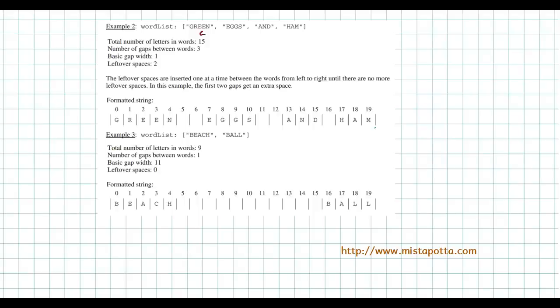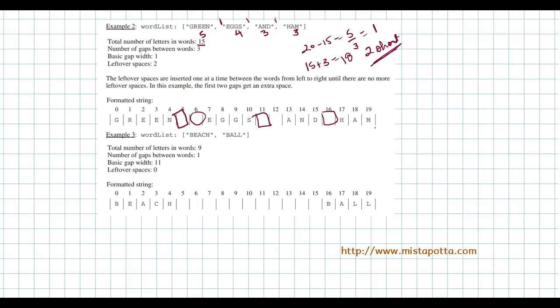So here I've got green, eggs, and ham, and this adds up to 15. So if I take 20 minus 15, that's going to leave 5 spaces. But I've got 3 gaps to put those in. 5 divided by 3, according to integers, is 1, which means each of these words should have 1 space between them. The problem, though, is if I take these 15 letters and I add 3 spaces, that's really only 18, which means I'm too short. And the idea behind this is that I'm going to take these extra spaces and put them in front of the first two opportunities that I can. So these spaces are going to be as close together as possible, 2, 2, and 1, as close together as can reasonably be done to accommodate this total length of 20.